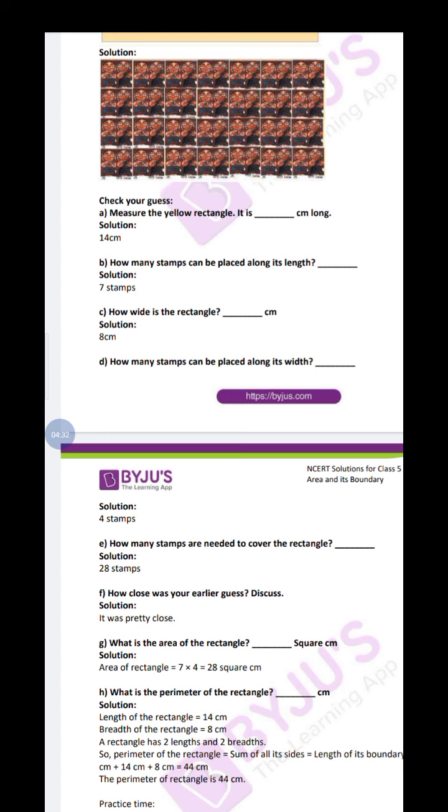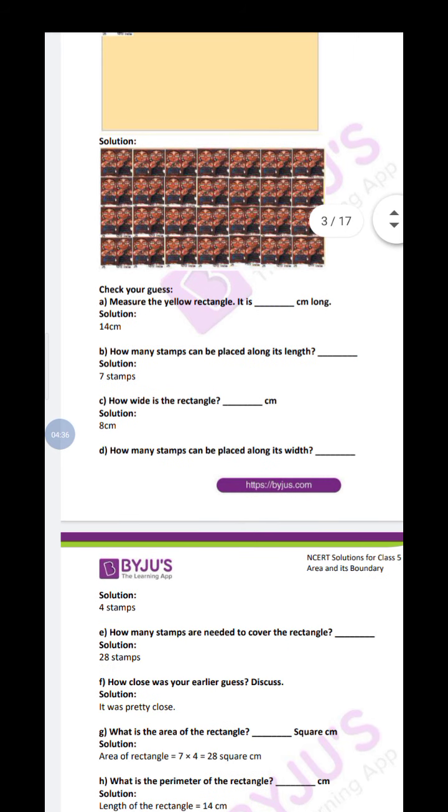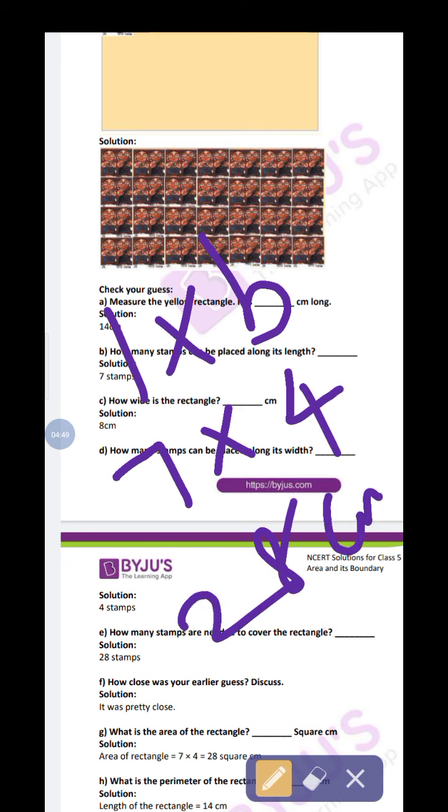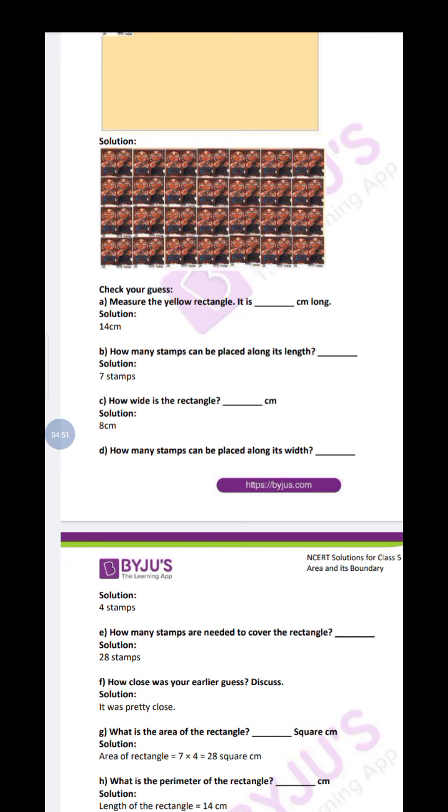What is the area of the rectangle? What is the area of the rectangle formula? Length into breadth, L into B. L is 7 and the breadth is 4. It is 28 centimeter square. Okay children.